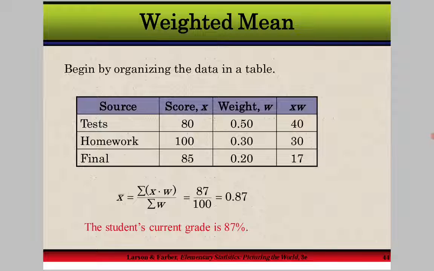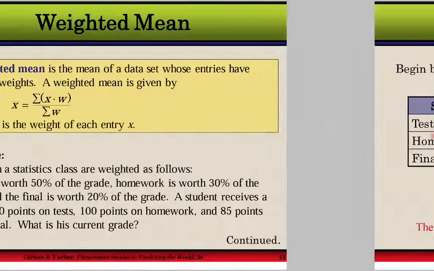So x bar equals sigma x into w by sigma w, that is 87 by 100, that is 0.87. The student's current grade is 87%.